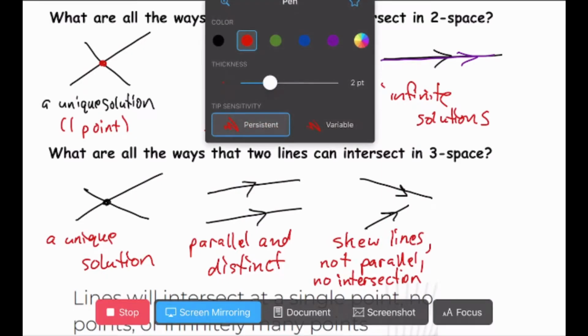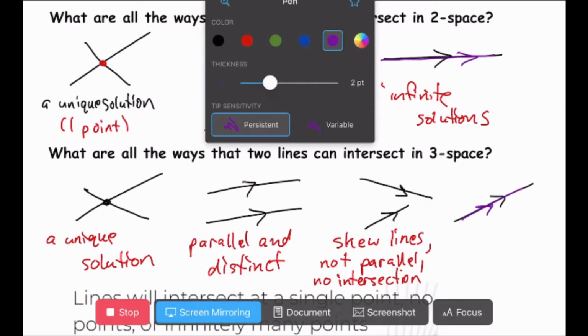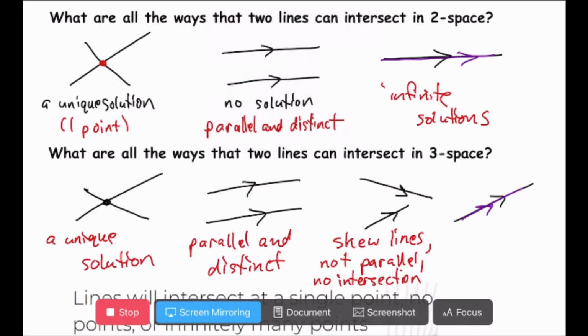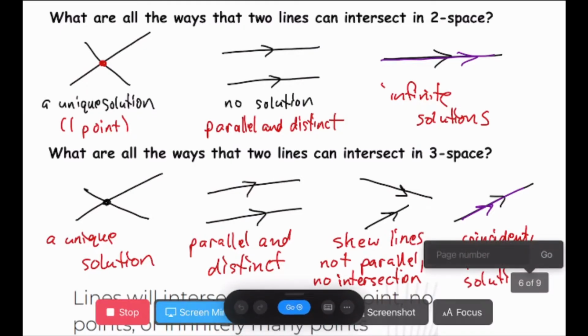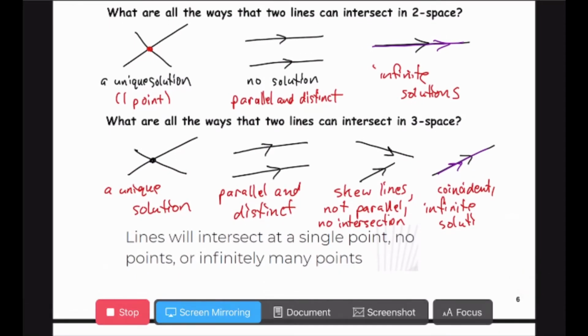And finally, we can have coincident lines once again in R3, where we have an infinite number of solutions. Coincident, infinite solutions to our system. So lines will intersect at a single point, or no points if they're parallel and distinct, or skew lines, or if they're coincident, infinitely many points.